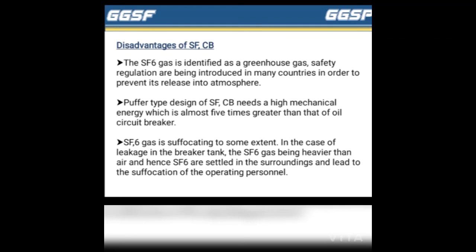SF6 gas is suffocating to some extent. In case of leakage in the breaker tank, the SF6 gas, being heavier than air, settles in the surroundings and leads to suffocation of the operating personnel.